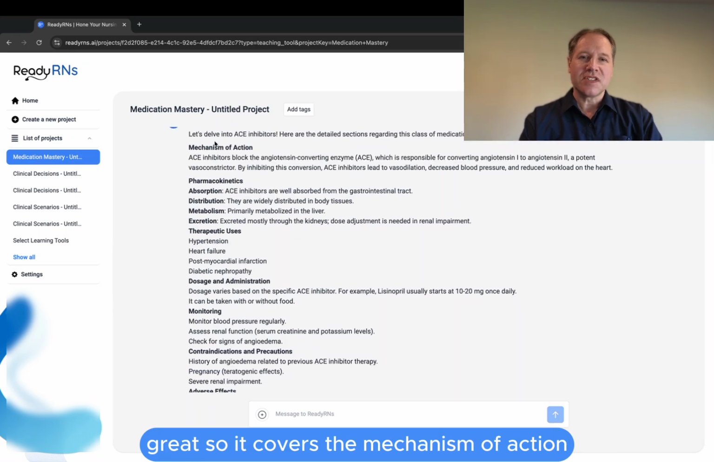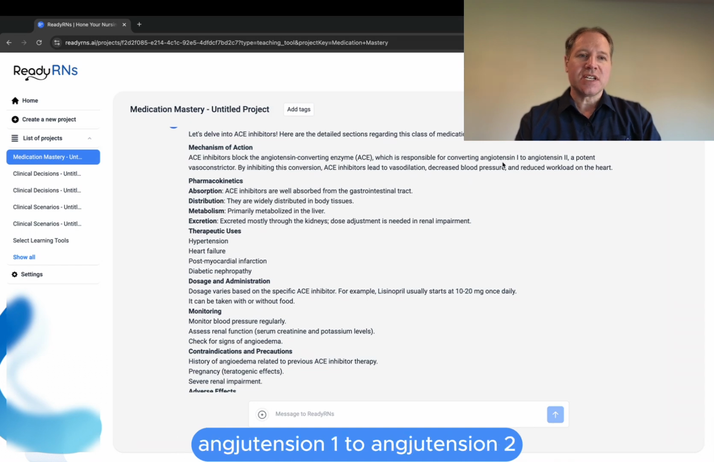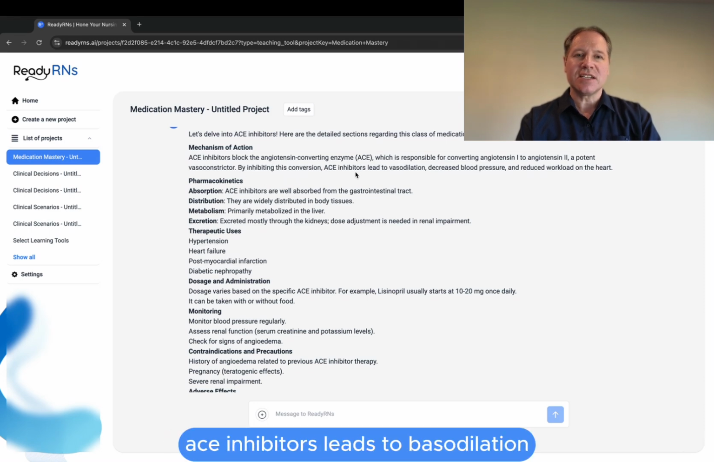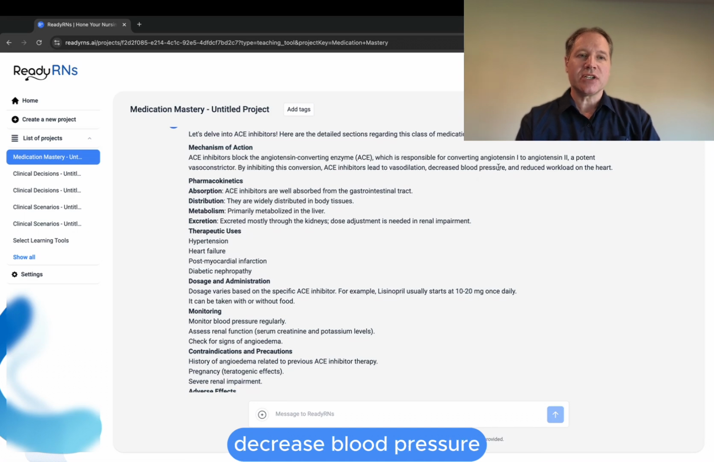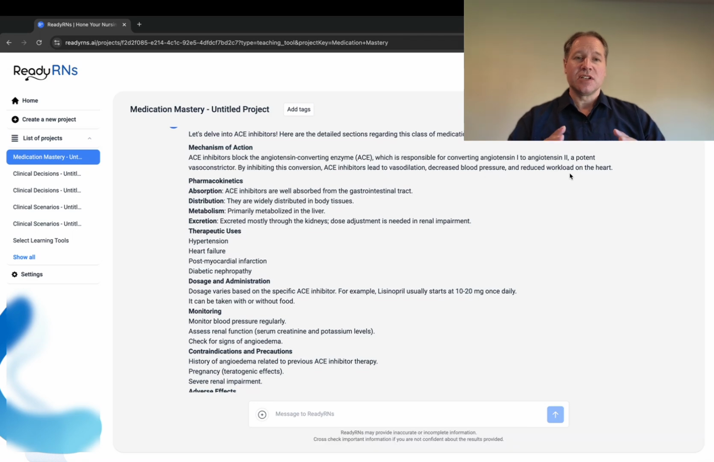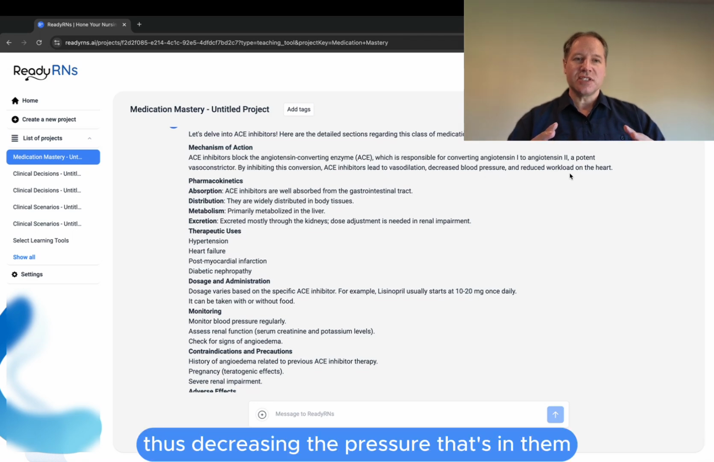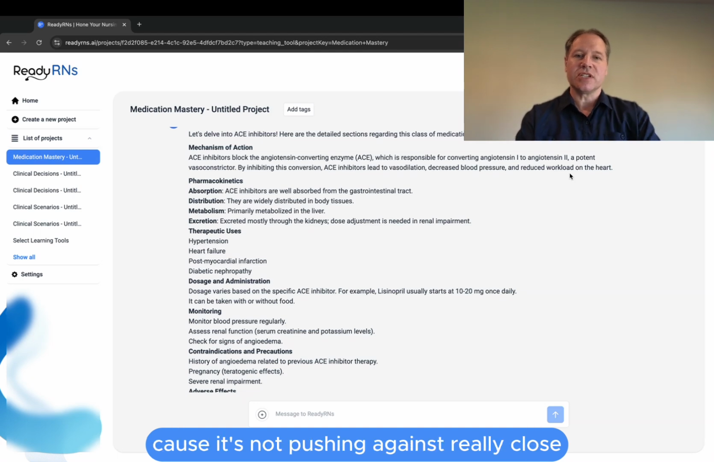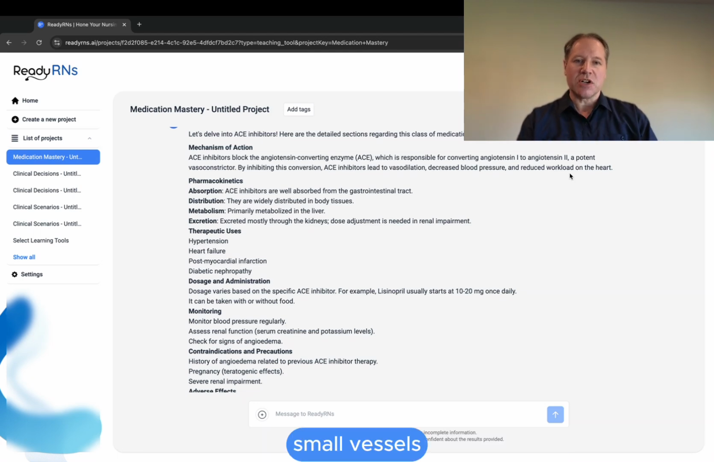Great. So it covers the mechanism of action, which is responsible for converting angiotensin 1 to angiotensin 2, a potent vasoconstrictor. By inhibiting this conversion, ACE inhibitors lead to vasodilation, decreased blood pressure, and reduced workload on the heart. So it's making those vessels larger, thus decreasing the pressure that's in them and making the heart work a lot less because it's not pushing against really enclosed small vessels.